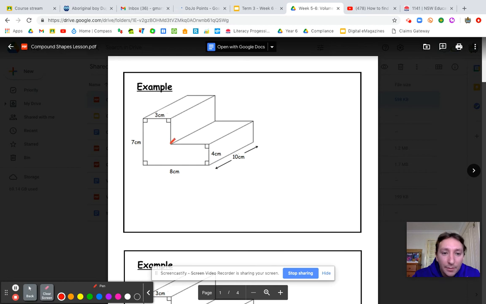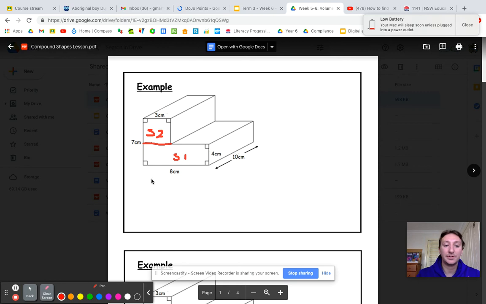So I'm going to decide to draw a line across that shape there. Now, what I've done here is that I've actually split this compound shape into two different rectangular prisms. I've got this rectangular prism here and the other rectangular prism along the top here. This is my next step. I'm going to call this shape 1. I'm going to call this shape 2.